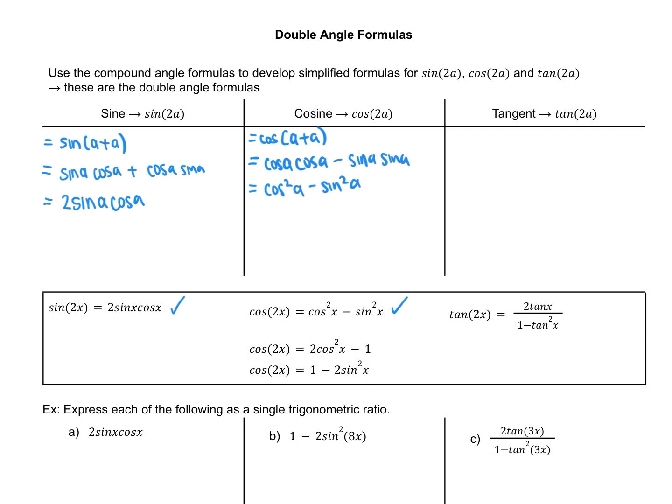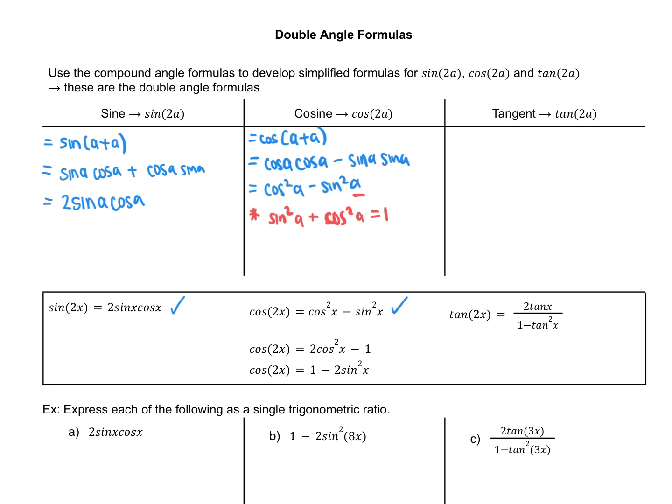Now, cos has two other options, and they come from a combination of the first double angle formula and the Pythagorean identity. As a reminder, our Pythagorean identity is sine squared x, I'll just use a to match the a's that we have here, so sine squared a plus cos squared a equals 1. And we know that we can rearrange the Pythagorean identity into sine squared a equals 1 minus cos squared a, and that cos squared a equals 1 minus sine squared a.